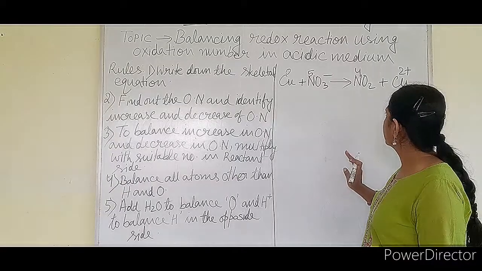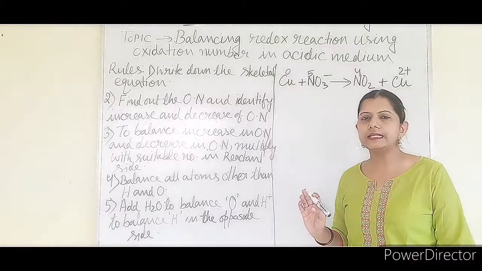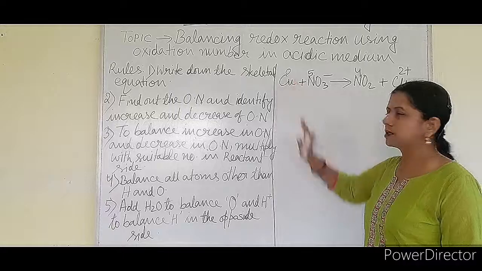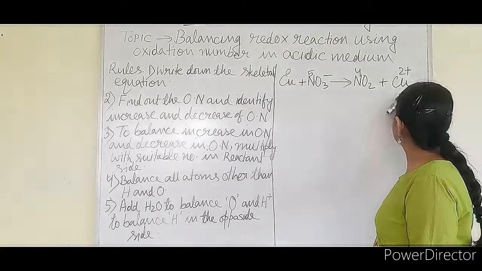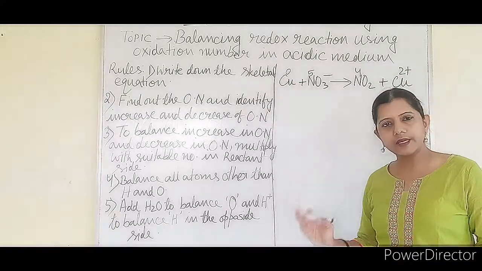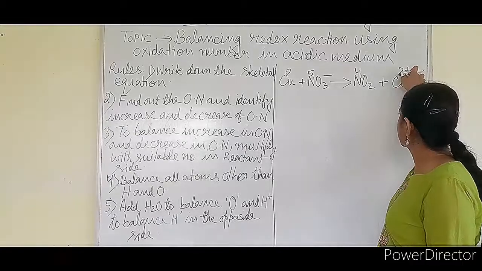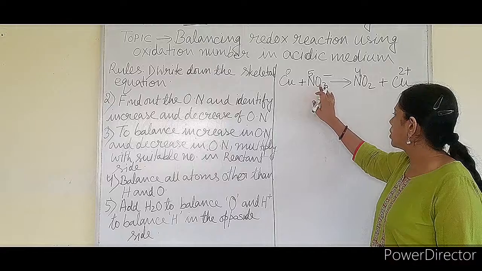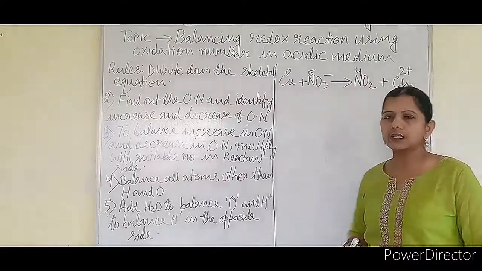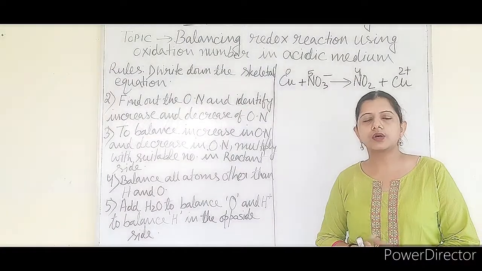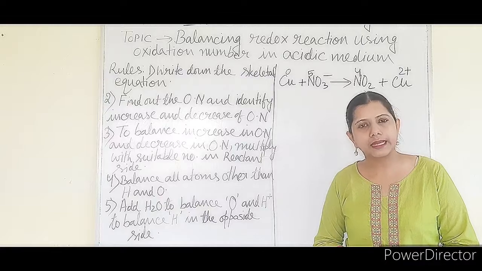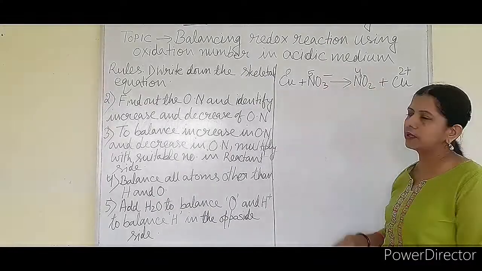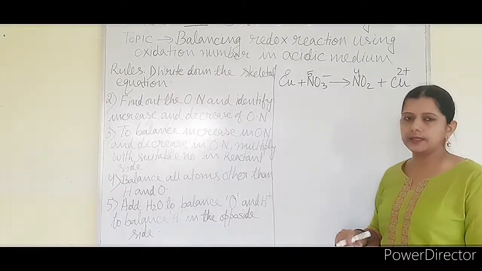First I have to find out the oxidation number of each species or element. Copper is in the elemental state, so its oxidation number is 0. Here copper 2 positive is given, that means the oxidation number is +2. I have already written it here. Now oxygen: in both cases the oxidation number of oxygen is -2.